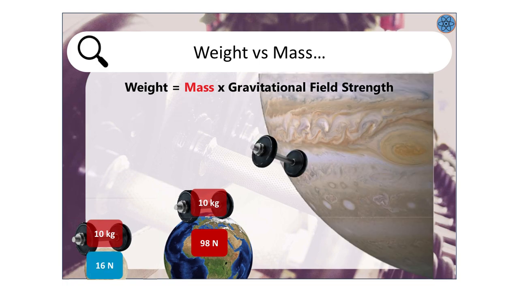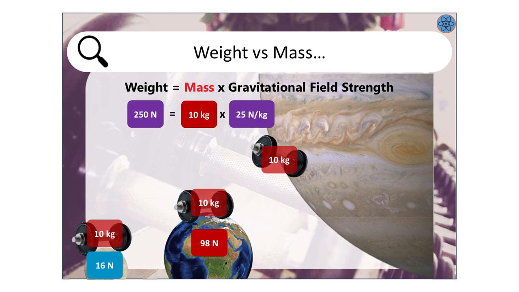Let's go to a different place in the solar system. Let's try Jupiter. So, like before, the mass still has a mass of 10 kilograms. But because Jupiter is so much larger than Earth, the value of the gravitational field strength is bigger too, which is 25 newtons per kilogram. So therefore, to lift up that same mass on Jupiter, you would require 250 newtons.